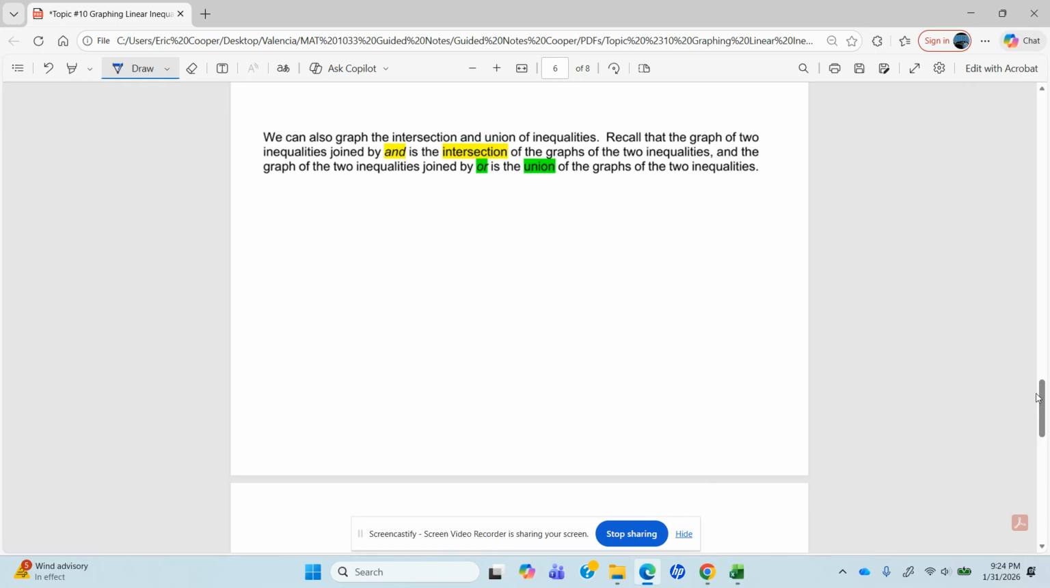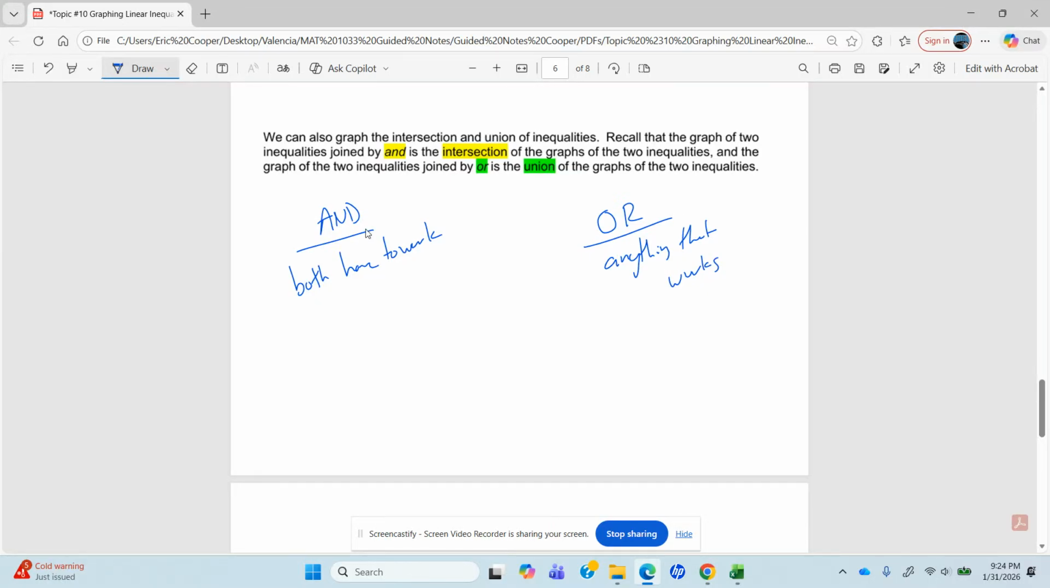We can also graph just the intersection and union of inequalities. Remember when we did compound inequalities, we learned about and, or. And, again, as a reminder, is that both have to work. And or means anything that works. We're going to remember this as we go through and graph.